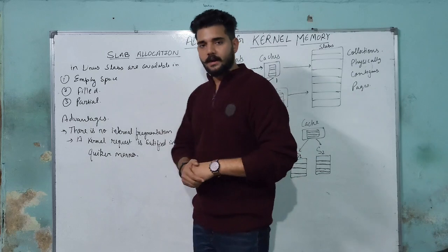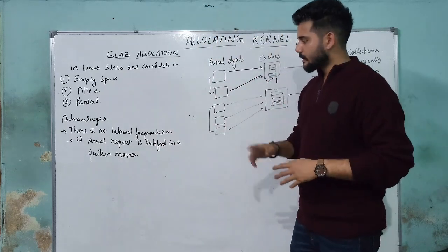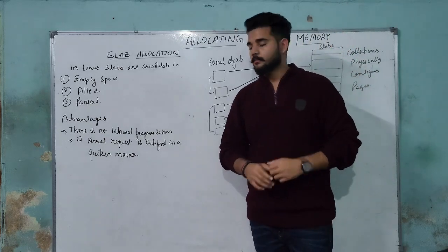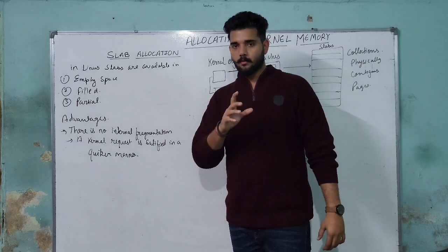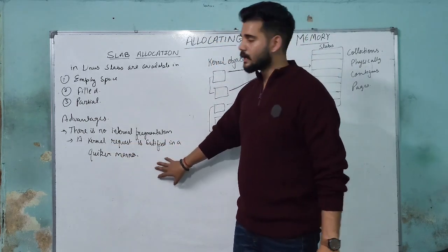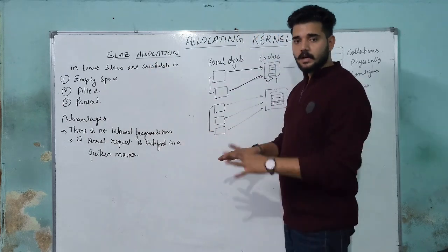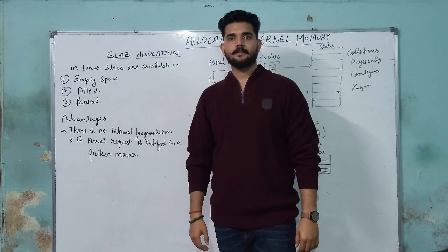Okay, now what are the advantages over the buddy system? As my friend Kapish told you, there is internal fragmentation in the buddy system, but in this there is no internal fragmentation. And one more, a kernel request is satisfied in a quicker manner. In the slab allocation system, the kernel request is satisfied more quickly than in the buddy system.